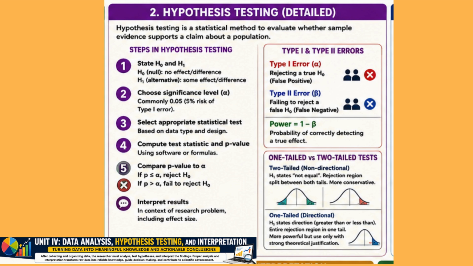Researchers then choose a significance level, commonly represented by alpha, which is usually set at 0.05. This means the researcher accepts a 5% risk of incorrectly rejecting a true null hypothesis. The next step involves selecting the appropriate statistical test based on the research design and type of data. Once the analysis is performed, researchers obtain a test statistic and a p-value. The p-value indicates the probability of obtaining the observed results if the null hypothesis is true. If the p-value is less than or equal to the significance level, the null hypothesis is rejected. If the p-value is greater than the significance level, the null hypothesis is not rejected.